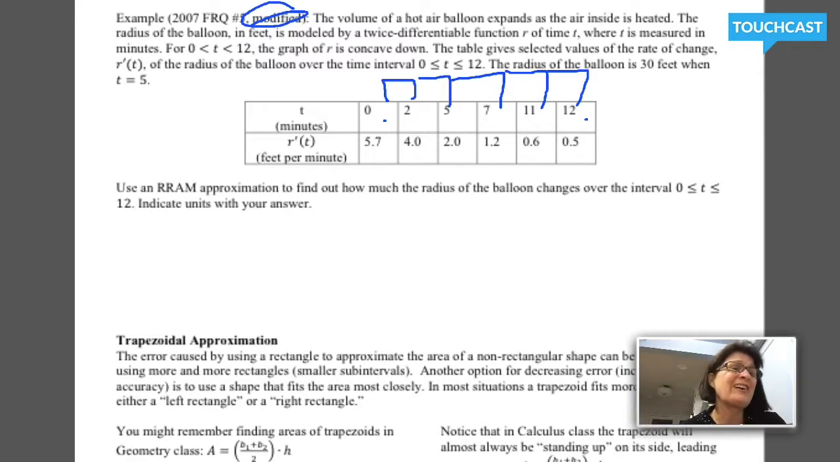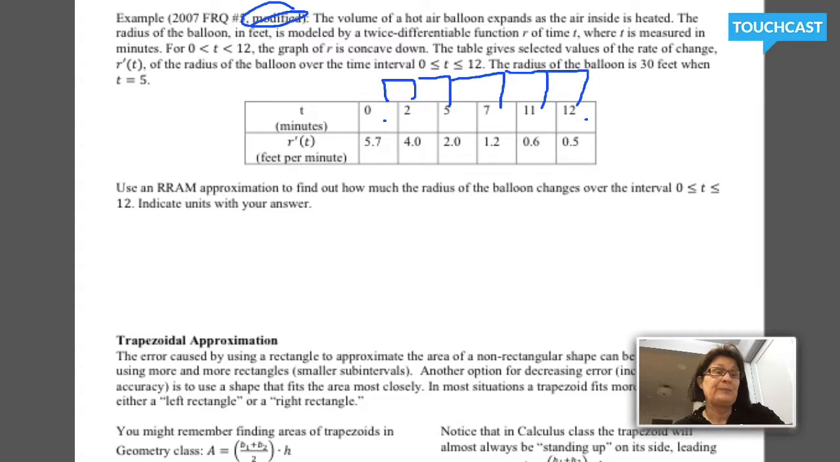It's going to be our job to figure out the height of each rectangle and add up all those areas to give an approximation. So I'm going to leave the units off and put them in at the end, just because I think I'm going to have trouble fitting this whole Riemann sum across here. So I'm going to use the areas of 5 rectangles to figure out how much the radius of the balloon increases over the time 0 to 12.